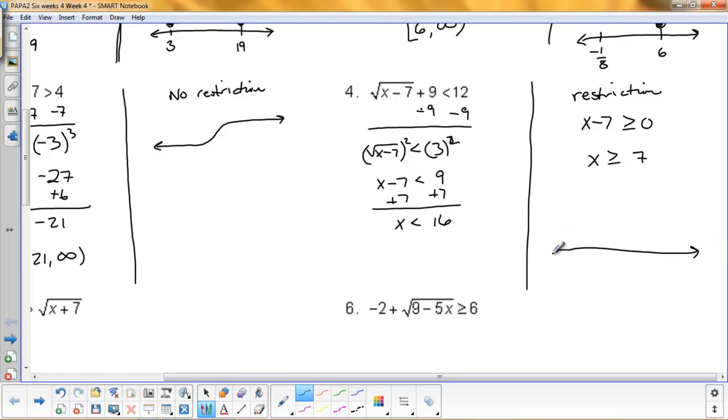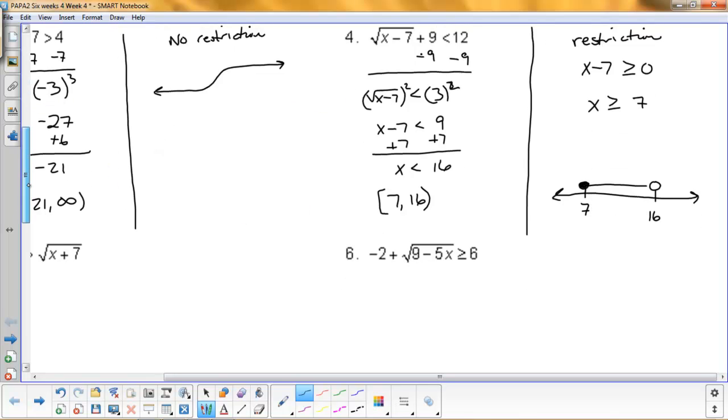Drawing our number line, we'll see what our solution set is. The open circle for the 16 because of the inequality. The closed circle for the 7 because it's the restriction. Therefore, the solution to this problem is 7 to 16, 7 included, 16 excluded.